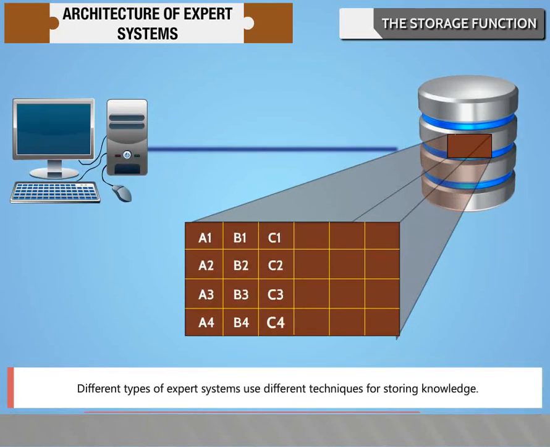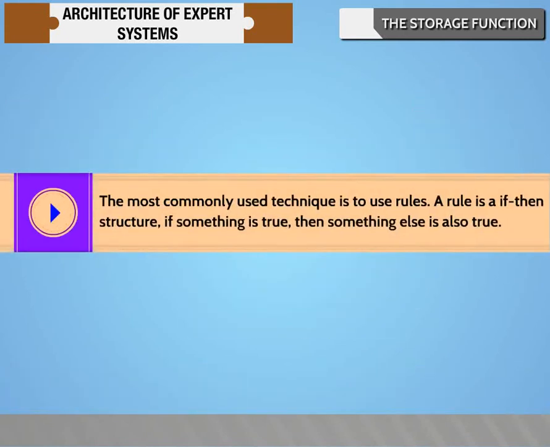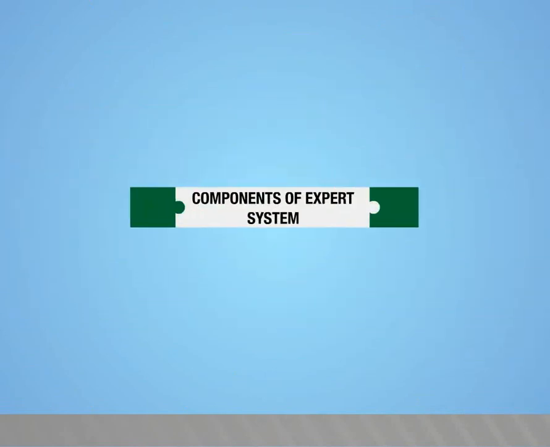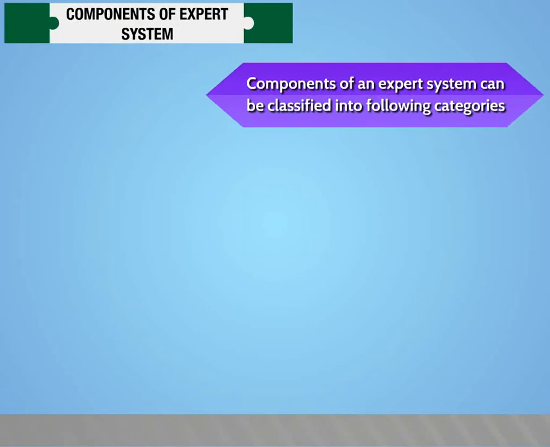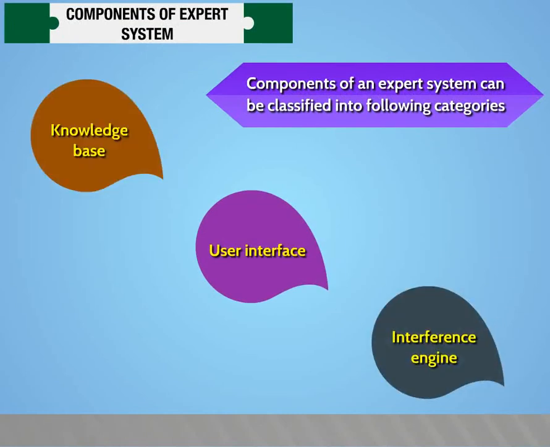Different types of expert systems use different techniques for storing knowledge. The most commonly used technique is to use rules. A rule is an if-then structure. If something is true, then something else is also true. Components of expert system. Components of an expert system can be classified into following categories: user interface, knowledge base, inference engine.